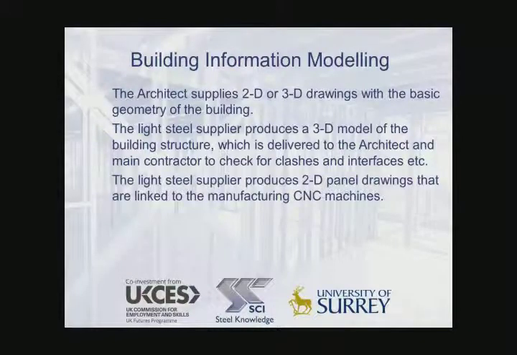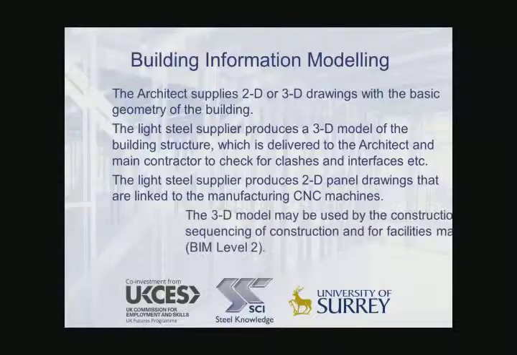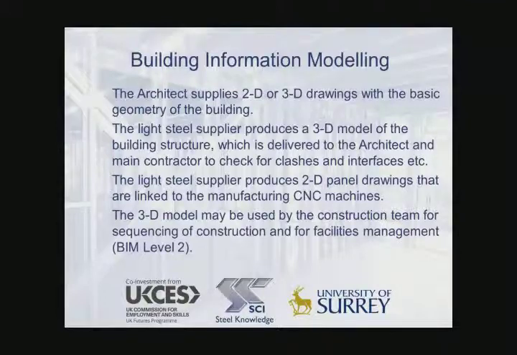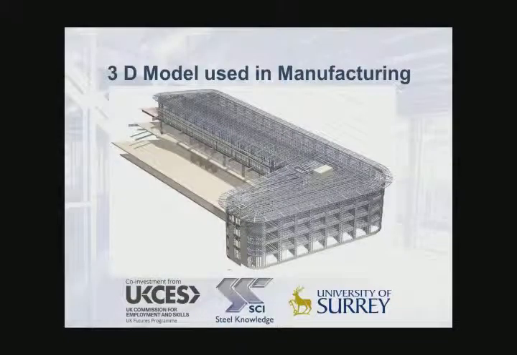The light steel supplier, having then agreed the 3D model with the architect, produces two-dimensional panel drawings that are linked to the manufacturing process through computer numerically controlled machines. The 3D model may be used by the contracting team for the sequencing of construction, and when the building is completed, for facilities management, and this is known as BIM Level 2. So here we see a 3D model used in manufacturing in which all of the components are defined, and that would also include the hot rolled steel components such as beams and columns, the precast concrete stairs, and often the facade elements.